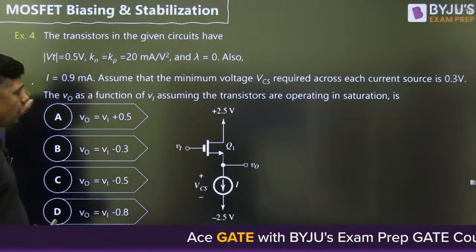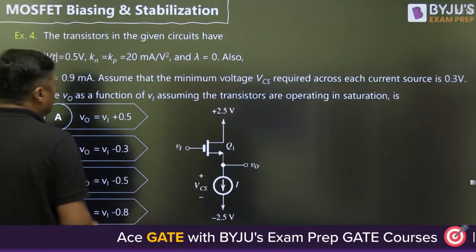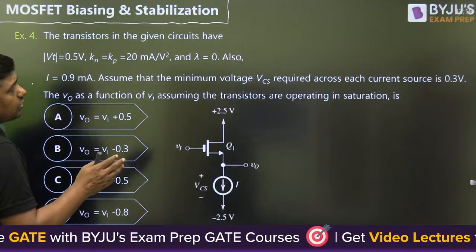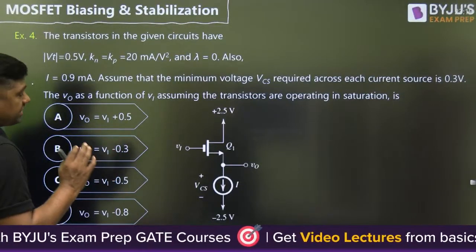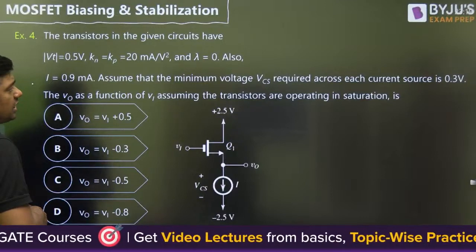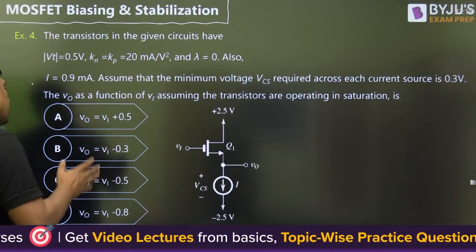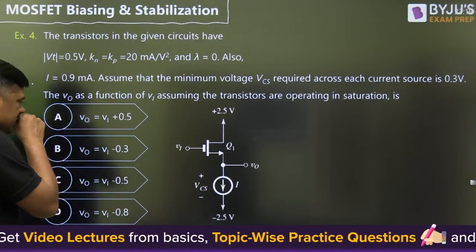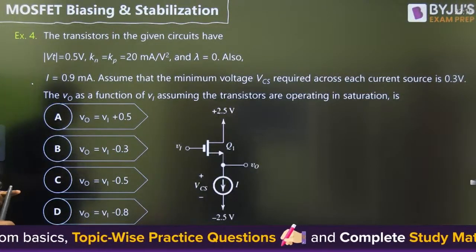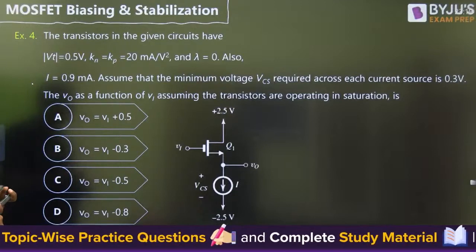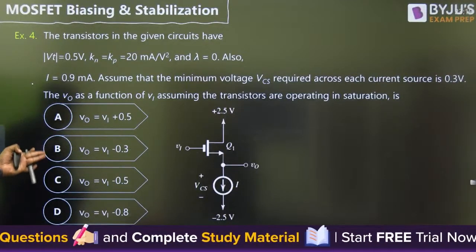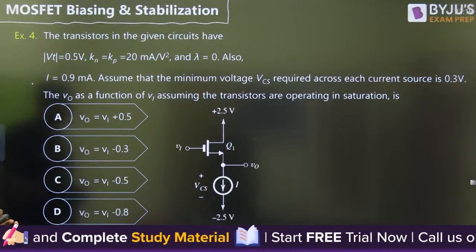I is equal to 0.9 milliampere. This is the I, 0.9 milliampere. Assume that the minimum voltage VCS required across each current source is 0.3 volt. V0 as a function of Vi, assuming the transistors are operating in saturation. Already we have assumed that the transistor is in saturation. Then what is asked here? Which one is correct here?